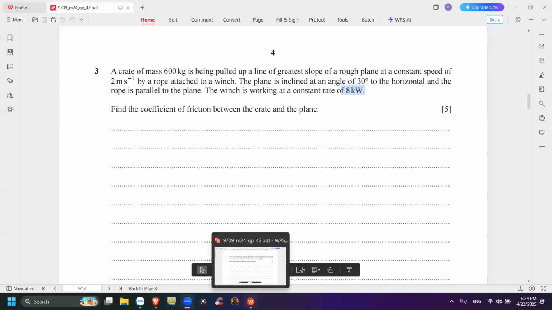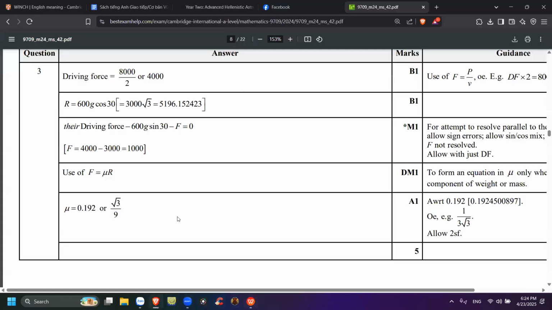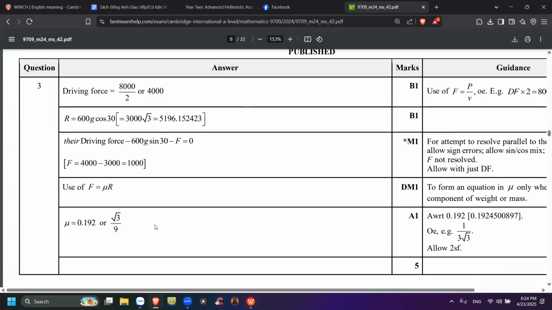So let's see now. You should find that mu is 0.192. Yeah, I'm the same. Okay, great. It seems like the first 3 questions weren't too hard, but let's see.